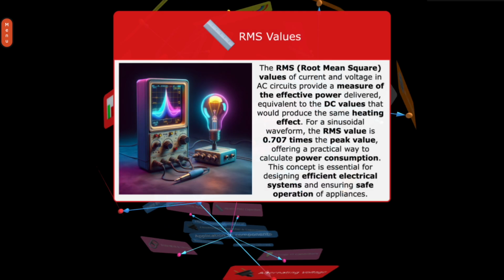The RMS, root mean square, values of current and voltage in AC circuits provide a measure of the effective power delivered, equivalent to the DC values that would produce the same heating effect. For a sinusoidal waveform, the RMS value is 0.707 times the peak value, offering a practical way to calculate power consumption. This concept is essential for designing efficient electrical systems and ensuring safe operation of appliances.